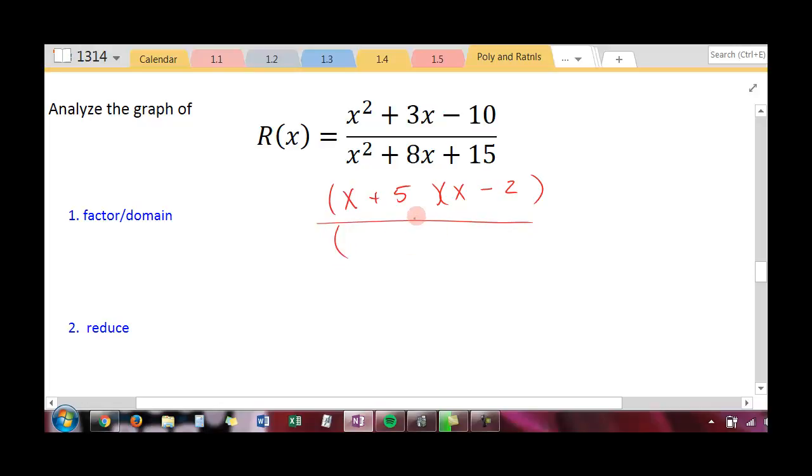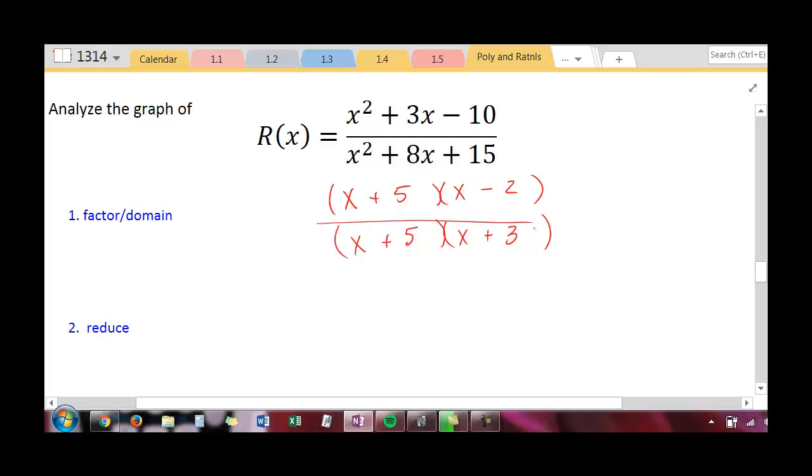And the denominator is going to factor into an x and an x. Here I have a positive, and a positive here, so I have to have two of the same signs. So I'm looking for the factors of 15 that add to give me 8. That would be a 5 and a 3.